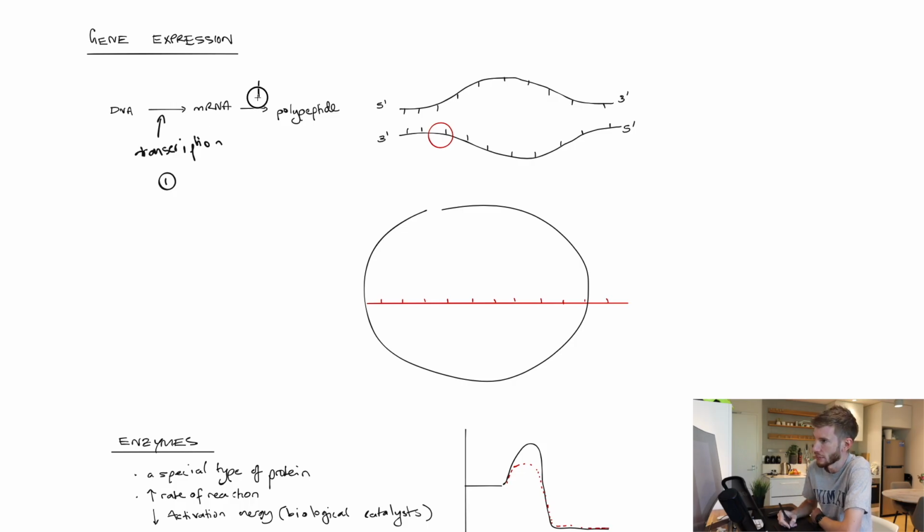The second step then takes us from mRNA into polypeptide, or really just a sequence of amino acids that can fold into a protein. So this is going to be translation. And that will be our step 2 that we'll go through.